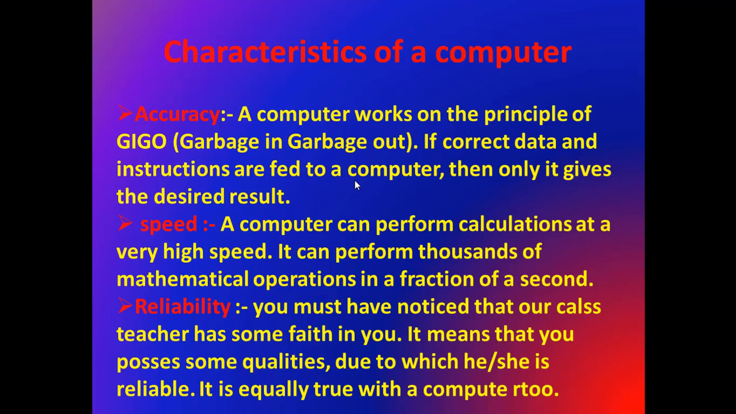Next, speed. A computer can perform calculations at a very high speed. It can perform thousands of mathematical operations in a fraction of a second. Speed. These are the reasons why the computer is so famous and so widely used. Two or three things are important: its accuracy and its speed. So speed, we can perform very lengthy calculations within a part of a second.